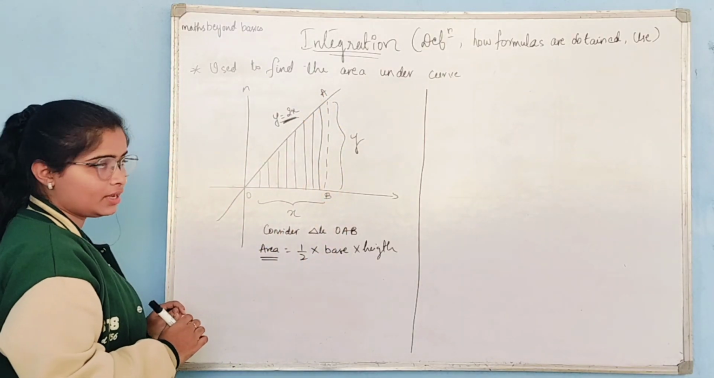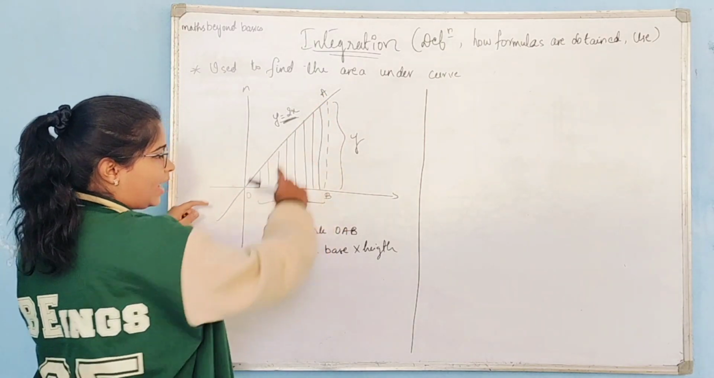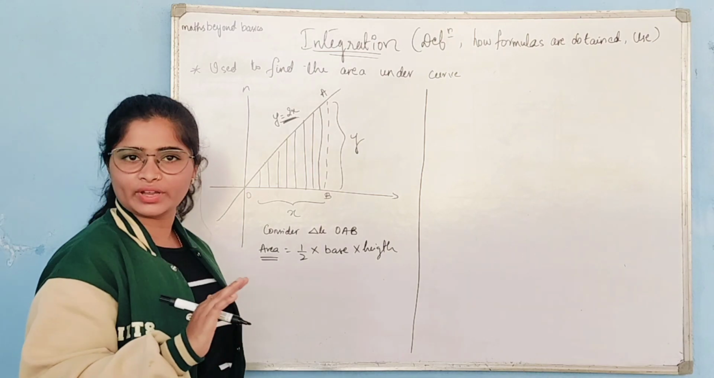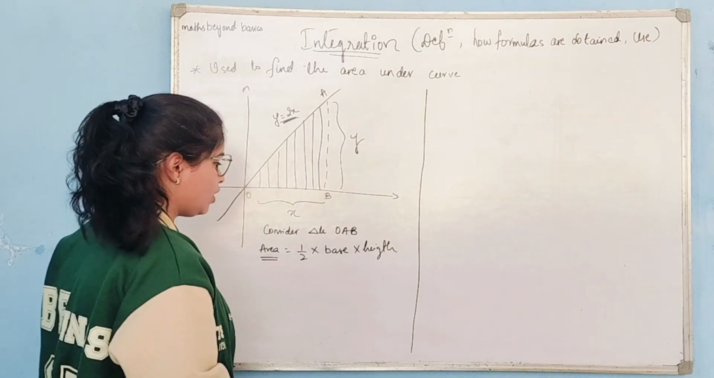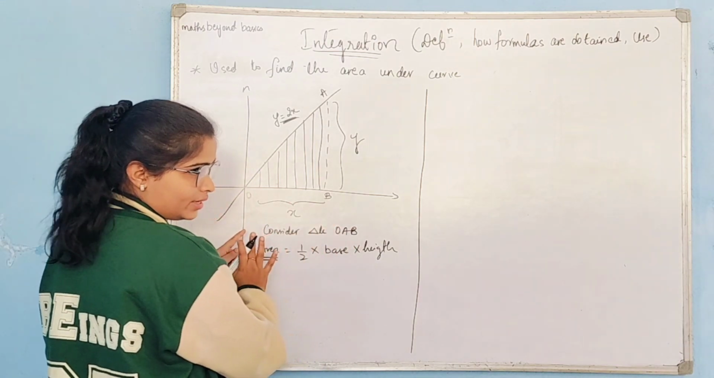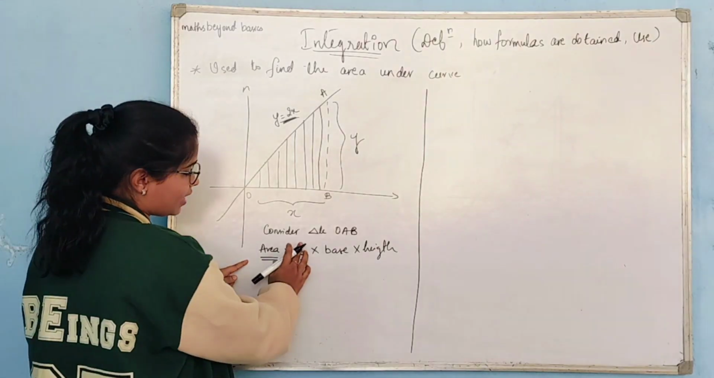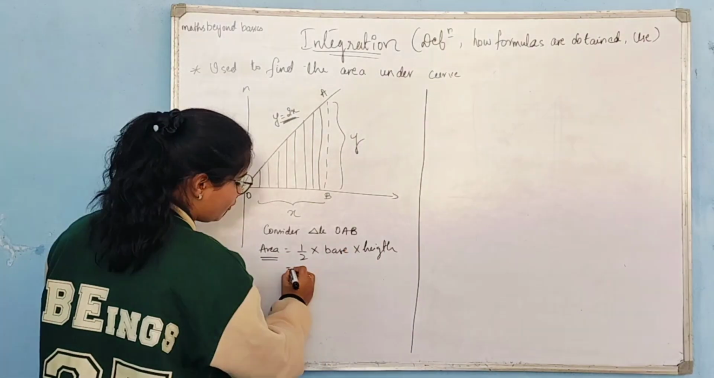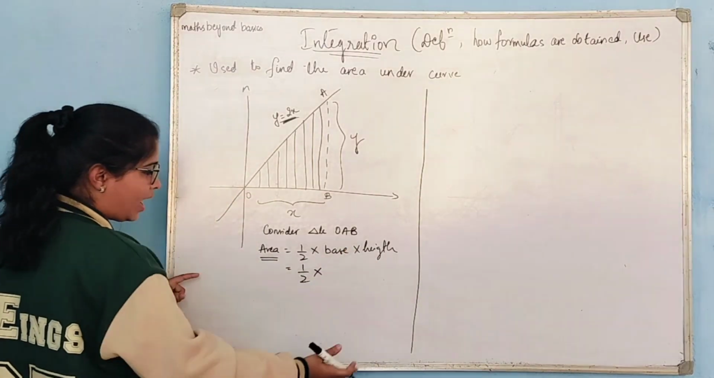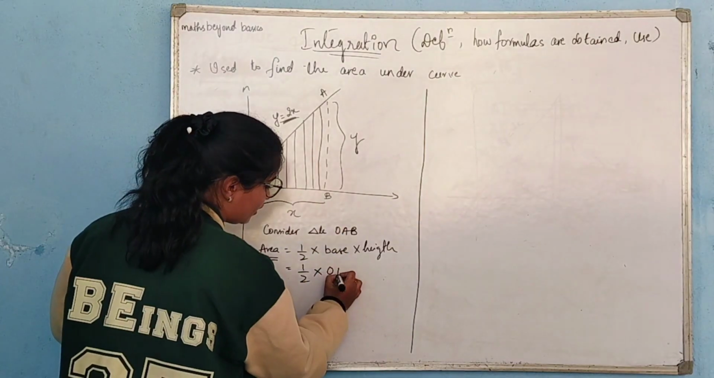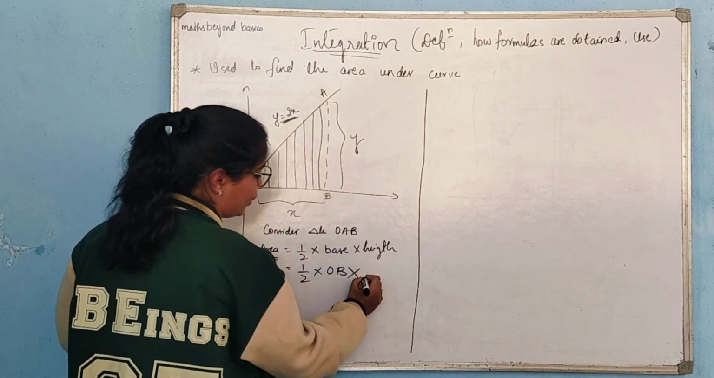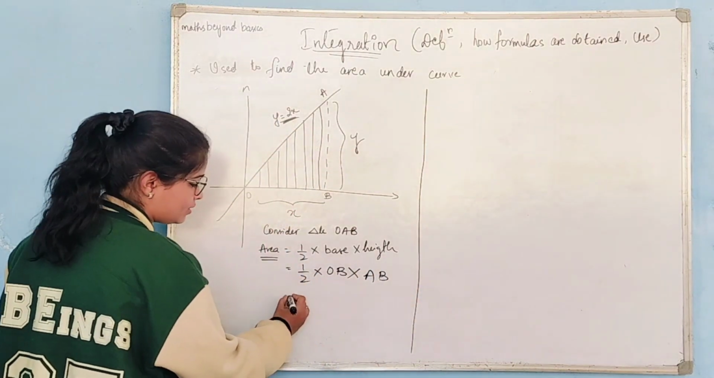a right angle triangle. And particularly when we have a right angle triangle, the area is very easily obtained by using the formula. What does the formula for a triangle say? The area of a triangle is half into base into height. So we will just put the values that we know. Half into the base, which is OB, and the height is AB. The perpendicular height is AB.